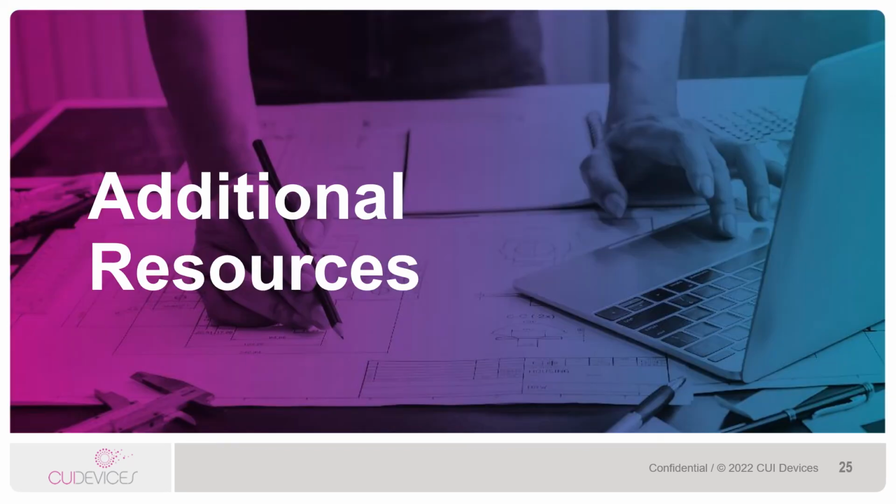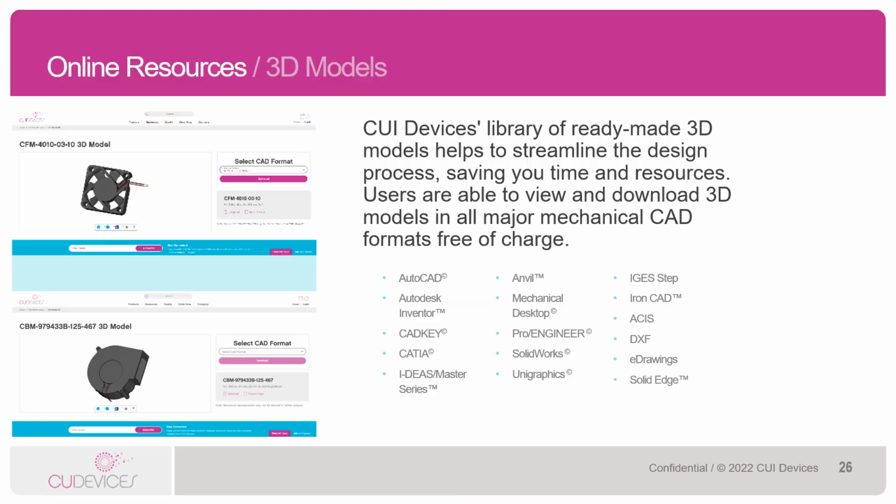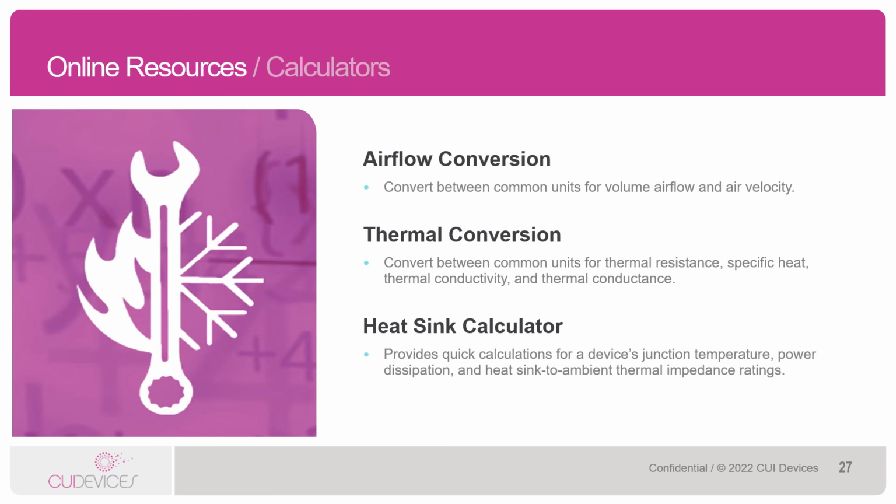Lastly, let's have a look at some of the resources we offer to make our customers' lives easier. We offer 3D models to help streamline the design process. Users can view and download our 3D models in all major mechanical CAD formats free of charge directly from our website. We offer a number of handy calculators on our website to help convert data values between common units of measurement such as airflow, air velocity, thermal resistance, and conductivity.